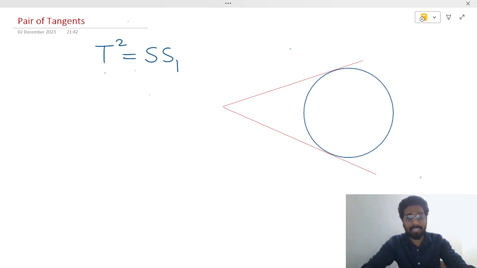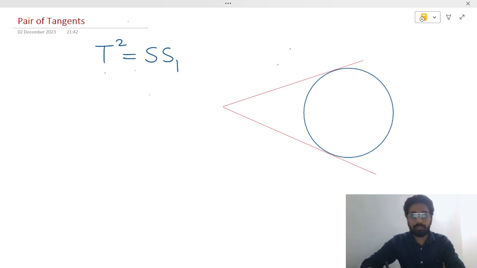In this video we are going to have a discussion of pair of tangents, T squared equals SS1. First, we will derive this equation by the smartest way on the whole YouTube. Second, we will discuss whether it is going to be useful in the examination, and what we should do there. Third, we will discuss whether it is useful just for the circle, or also for hyperbola, ellipse, parabola and other conic sections. So let's start this video without any delay.